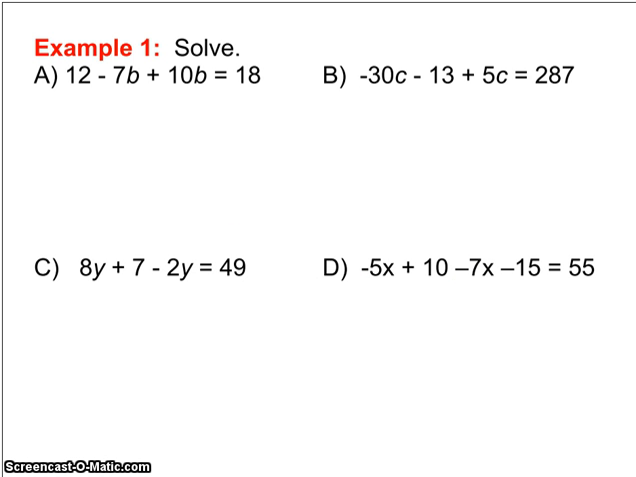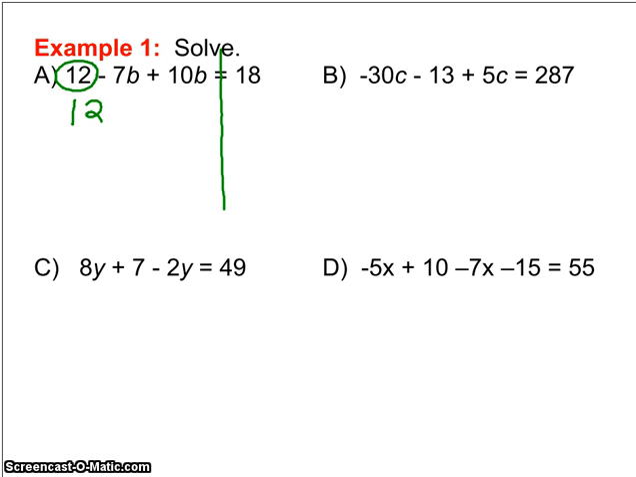Number 1, we have 12 minus 7b plus 10b equals 18. Let's start combining our like terms. So here I have 12. Again, I'm only going to look at the left-hand side of my equation. We don't want to combine anything with the 18 because that's on the other side. So again, I'm going to combine everything on the side with my variable. So there's nothing else that can combine with this. I'm going to rewrite my equation as 12.